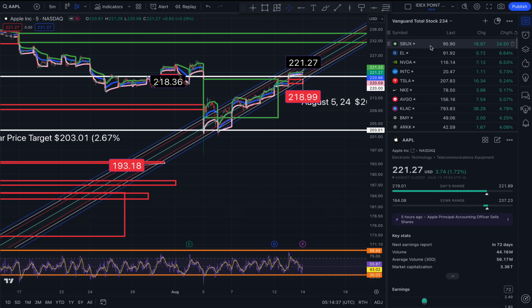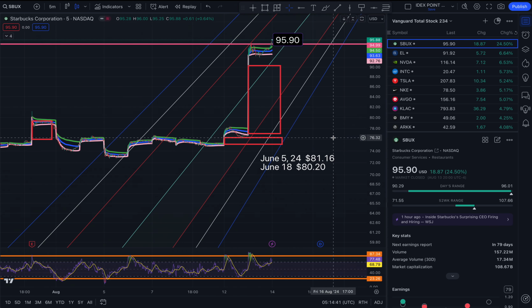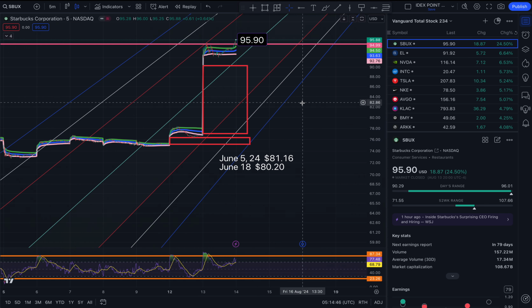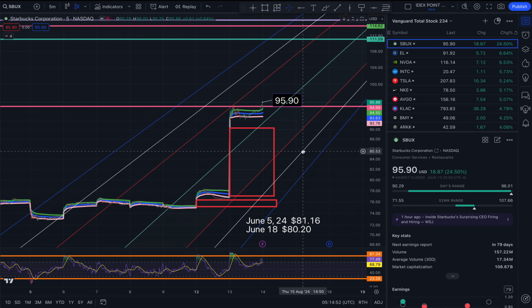Now, the other stock I want to go over is Starbucks. I'm also in this trade for my mom. I've been in for myself and out before in the past. But right now we're at 95.90. And silly me, I've been so busy. I have not dollar cost average down and should have.